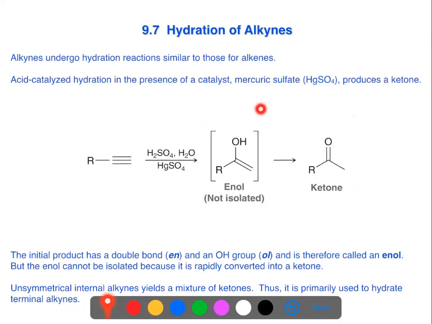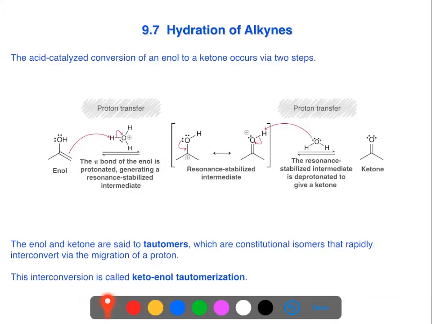So now let's look at how this enol undergoes a transformation to the ketone, a process which we refer to as tautomerization. So in the acid catalyzed conversion of an enol to a ketone, it occurs via two steps. We first have a proton transfer that occurs between the enol and H3O+, that's our acid. And so you can see the pi bond of the enol is going to accept a proton. It's acting as a weak base to pick up that proton.